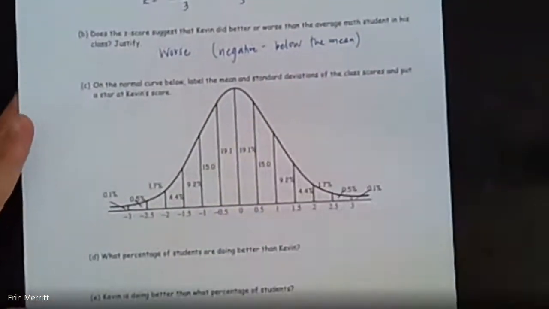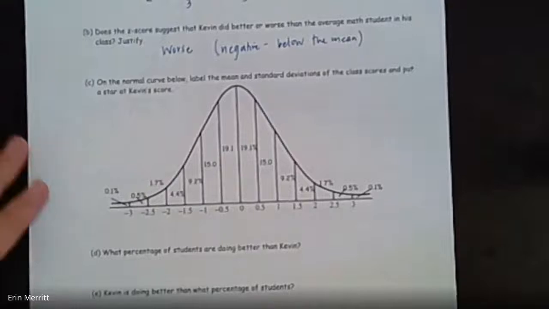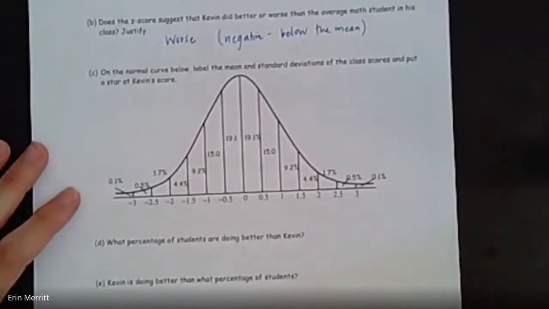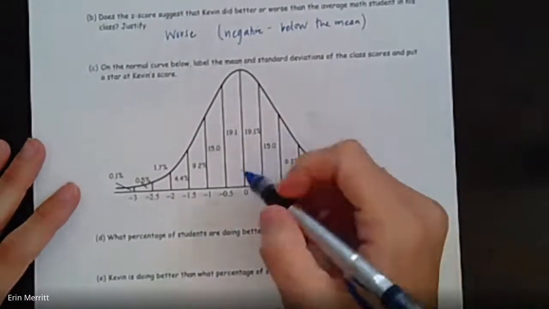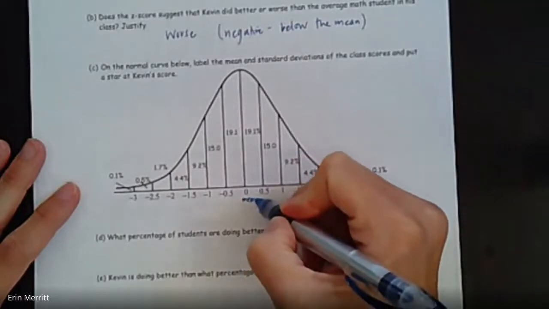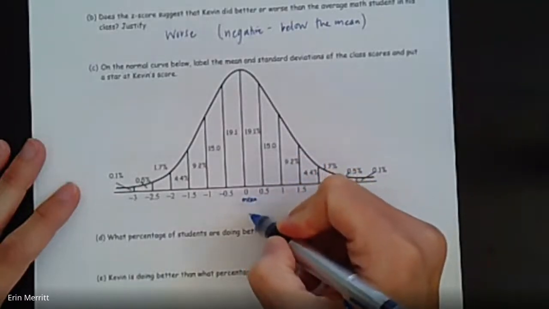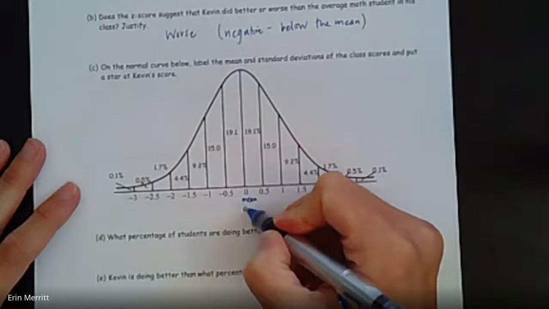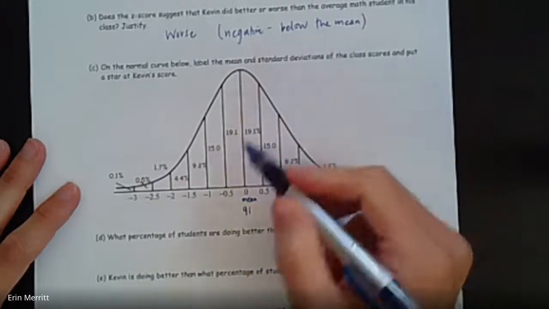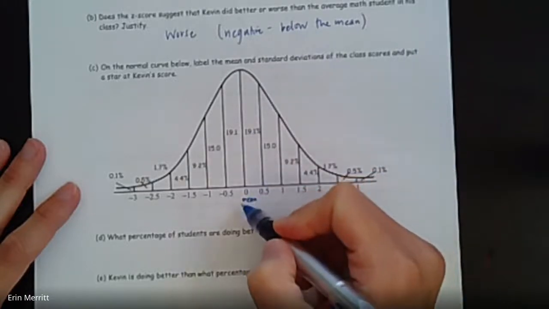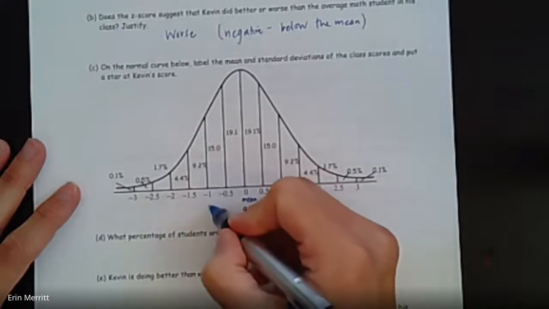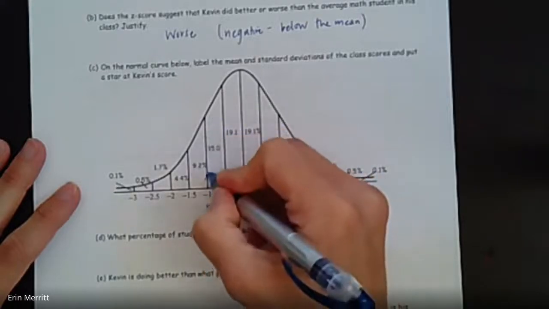All right, on the curve, it says label the mean and the standard deviation of the class scores and put a star on Kevin's scores. All right, so the mean is always represented by the 0. So it's dead center here. So that is the 91. Right, Kevin is 1 standard deviation below the mean, which makes sense because if you go 3 points below, there's 88. So we can put a little star right there.